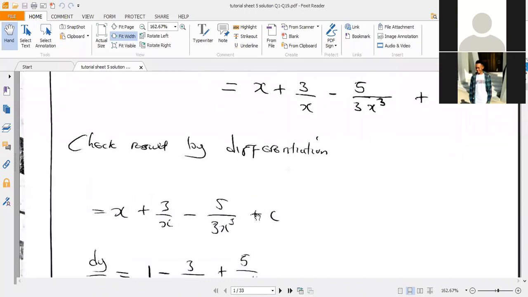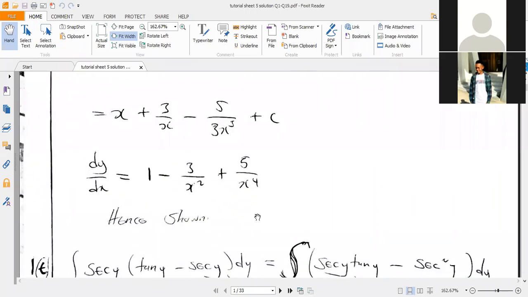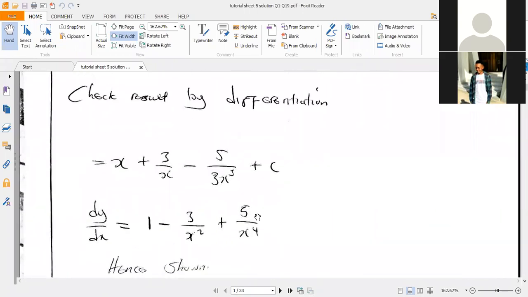When we look at that, the derivative of x is 1. The derivative of 3 over x is negative 3 over x squared, plus the derivative of negative 5 over 3x^3. Then when we add these, the common denominator will be x^4. So 1 times x^4 would be x^4. Then it will come out as it was initially, like the question that we were solving. So hence we've proven that our answer is correct.